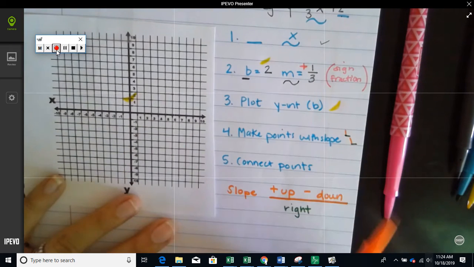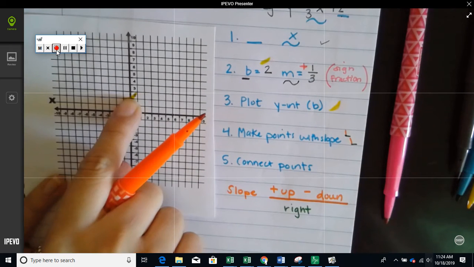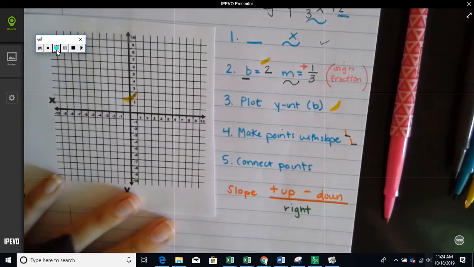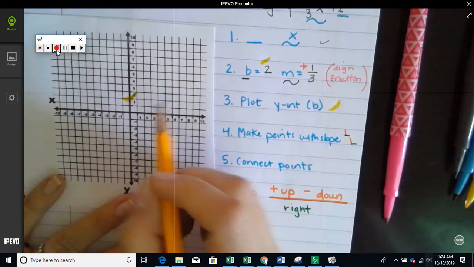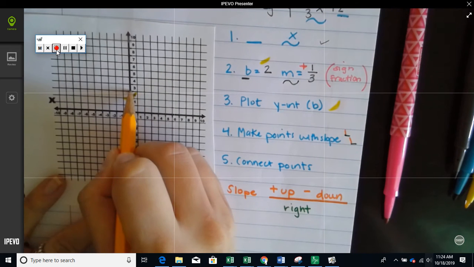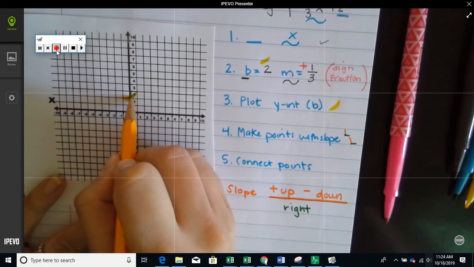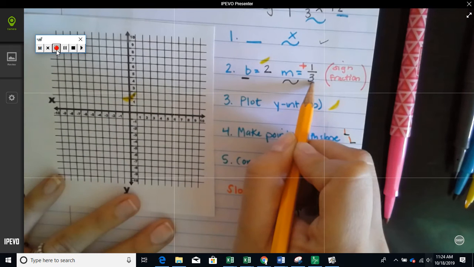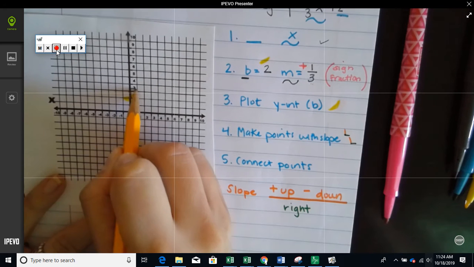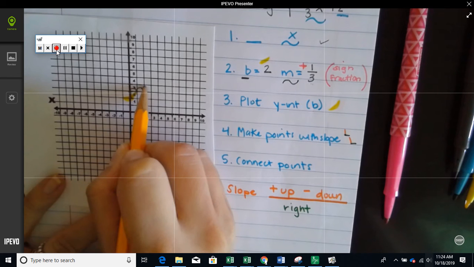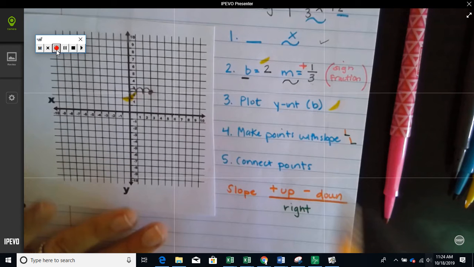So right here, it's positive, so you go up from the banana. And I will recommend doing this with pencil first before you do it with the highlighter. It's positive 1, so go up 1. That's why you have to put the banana first. From the banana, go up 1. Then your denominator is 3, so go 3 to the right. 1, 2, 3. And that's your point.